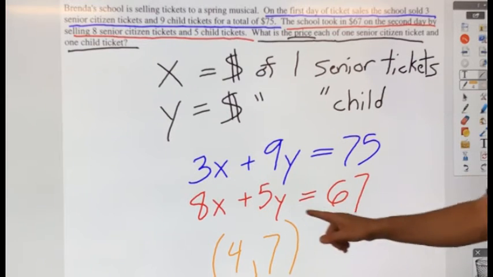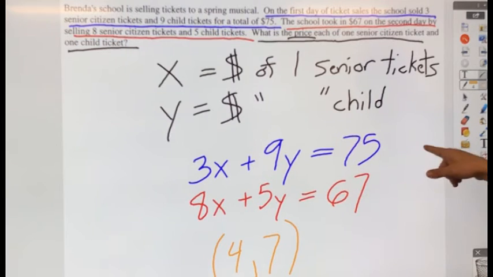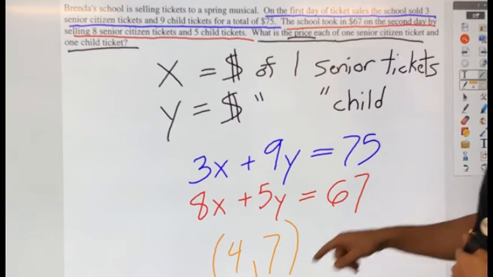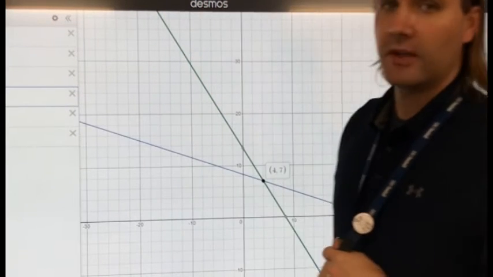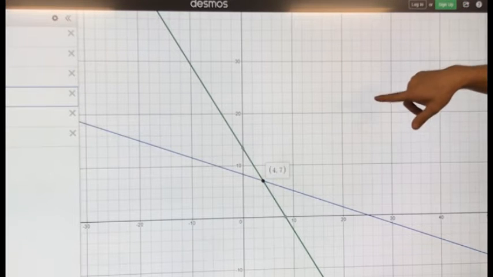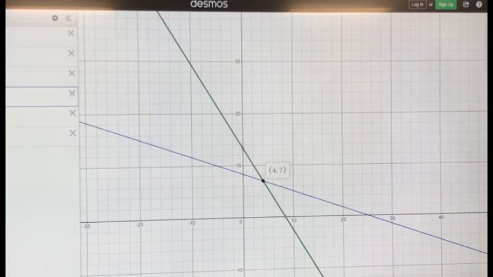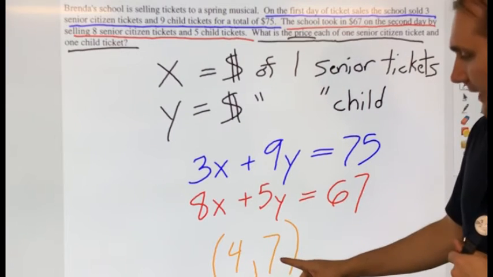If you're trying to put this in a calculator, you need to set this to y equals. So you need to move the 3x over and then divide the whole thing by 9. You can't do it like Desmos where you just plug it in. Unfortunately. So that's why we use the graph on technology, the computer on Desmos. I would use Desmos on this entire unit. Skip the calculator. So we got the solution of 4, 7.